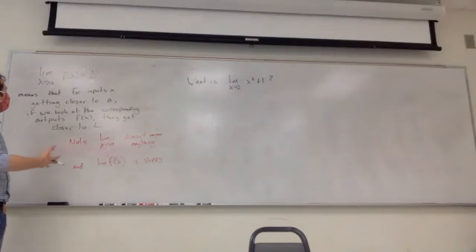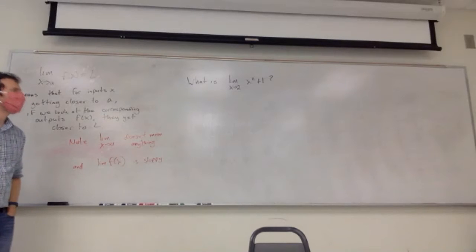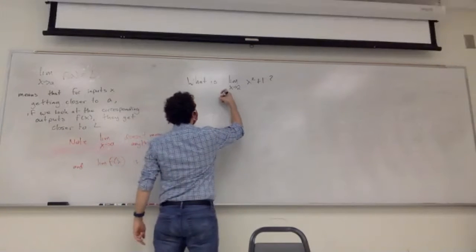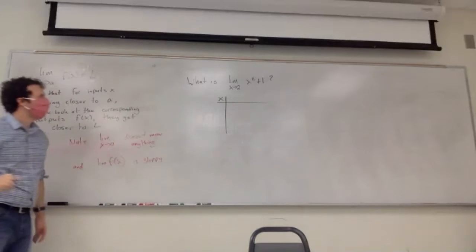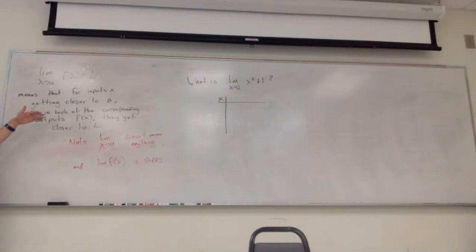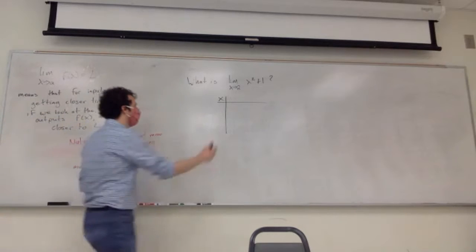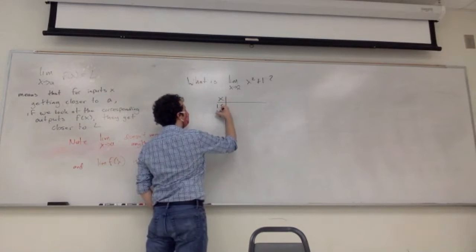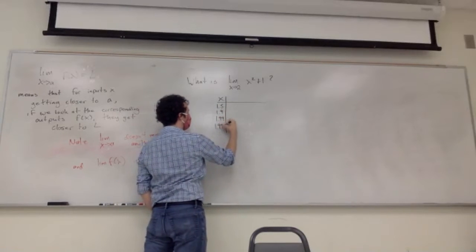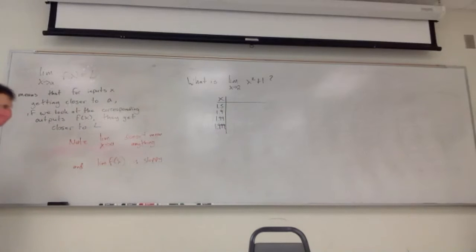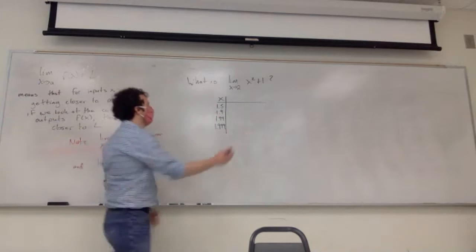To start figuring out and getting used to limits, we'll start by just making a table. What this means is we'll pick some x's that keep getting closer to this number 2. These are things like 1.5, 1.9, 1.99, and to be extra careful, 1.999. These will be our inputs.